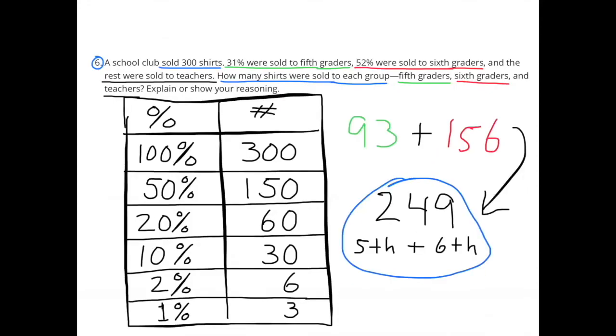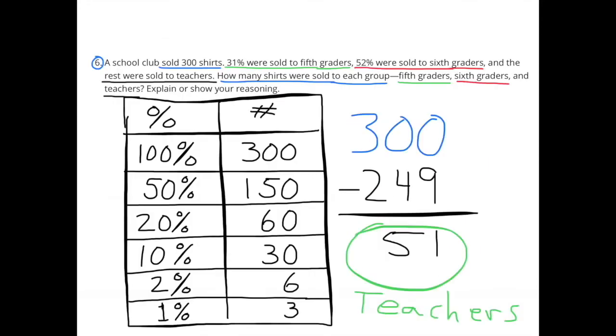In order to find out how many shirts were sold to the teachers, I needed to add up the number of shirts sold to the 5th graders and the 6th graders. 93 plus 156 equals 249 shirts sold to the 5th graders and 6th graders altogether. Next, I subtracted 249 shirts that were sold to the 5th and 6th graders from the total number of shirts sold, which was 300. 300 minus 249 equals 51. 51 shirts were sold to the teachers.